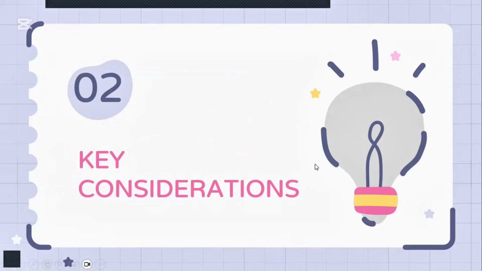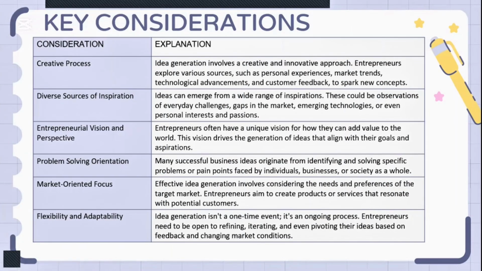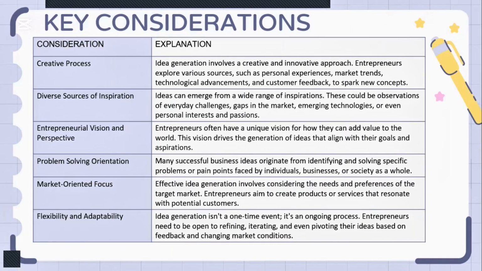We now take a look at our key considerations. So the first thing that we have to take a look at is that idea generation involves a creative process. So what it means here is that the entrepreneur will take a look at various sources, such as their personal experiences, market trends, technological advancements, customer feedback, because what they're trying to do is draw upon these in order to try and figure out what it is that they need to solve.